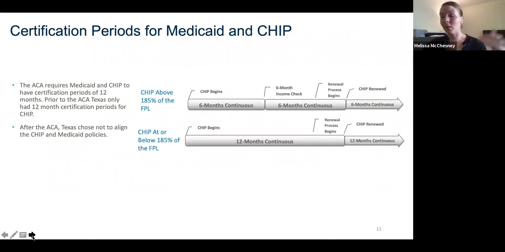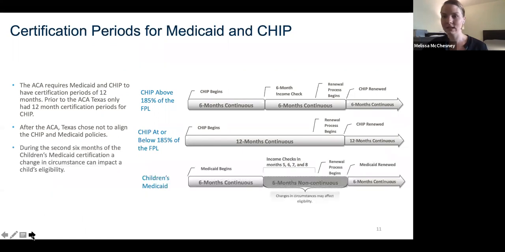when the ACA required those certification periods to go to 12 months, the state did not align those. So in children's Medicaid, it can get a little sticky. They get 6 months of continuous coverage, which is how it worked before the ACA. But then in that second 6 months, they have non-continuous coverage. And that means that any change in income could cause them to lose their coverage. On top of that, the agency does income checks in months 5, 6, 7, and 8.